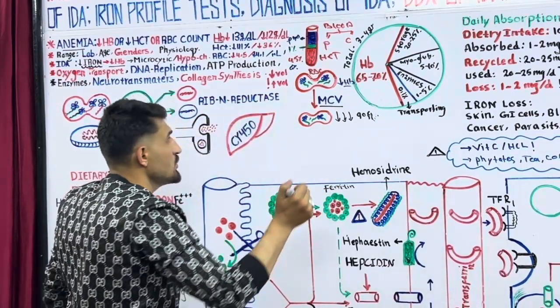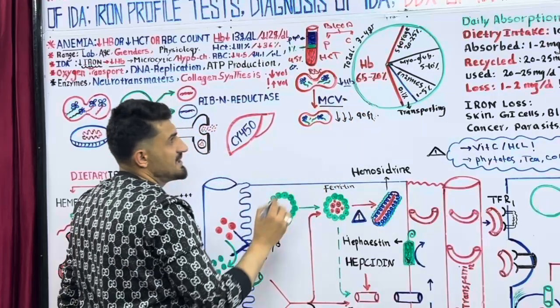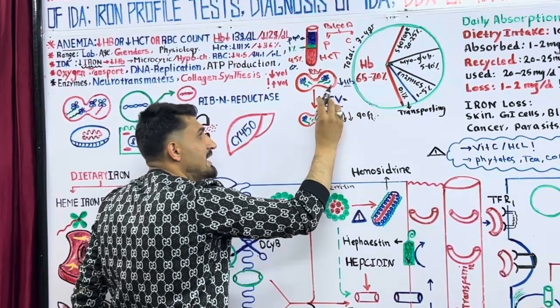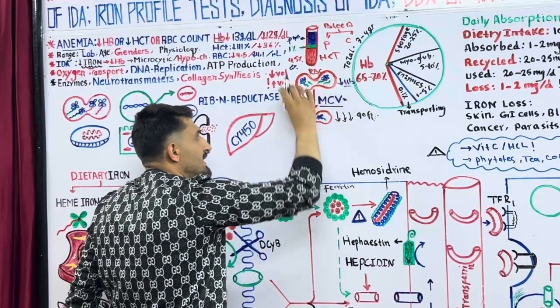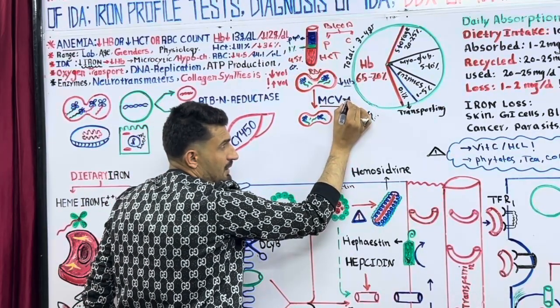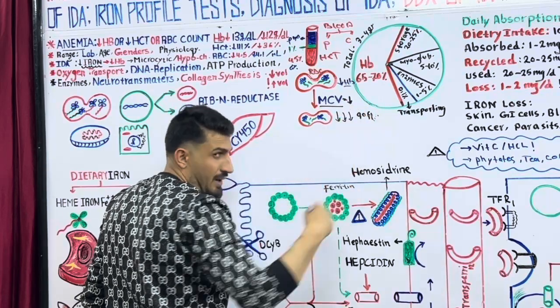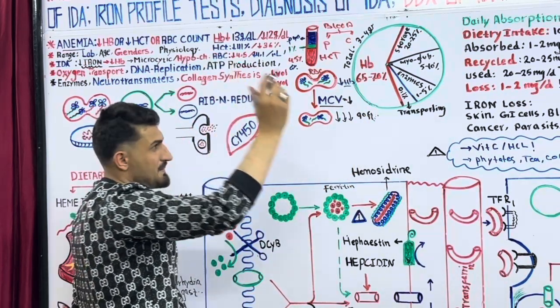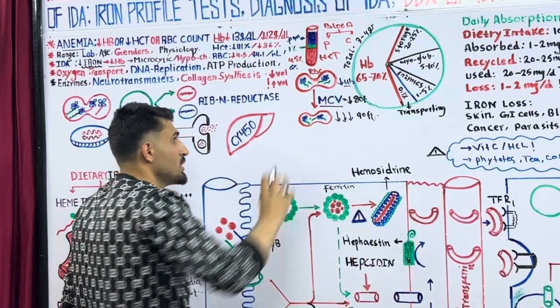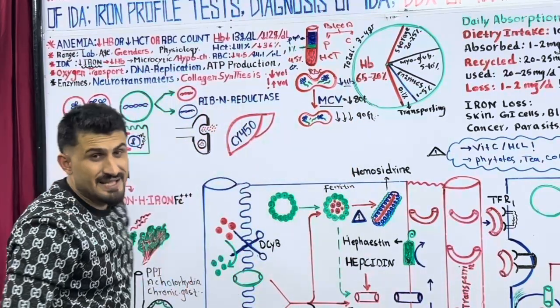And we can read this in MCV. MCV means mean corpuscular volume. It means the mean volume, the mean size of the RBC. So when mean corpuscular volume drops below the normal range, which depends on different labs, for example below 80 femtoliters, we call it microcytic anemia.